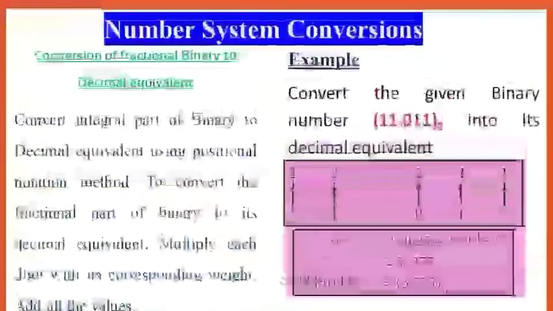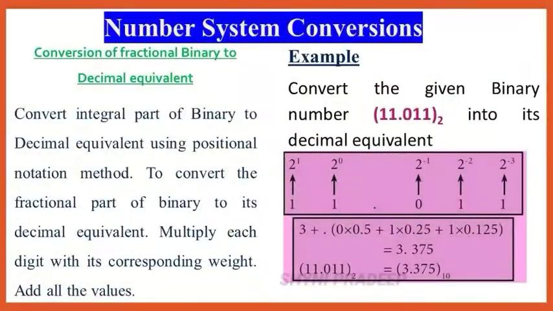Next, conversion of fractional binary to decimal equivalent. See this example. Convert the given binary number into decimal equivalent. First take the integer part. Integer part is what? 1 1. The positional notation of this one is 2 power 0. The positional notation of this one is 2 power 1. So 2 power 0 means 1, 1 into 1 is 1, and 2 power 1 means 2, 2 into 1 is 2. So 2 plus 1 is 3. That is the answer of the integer part.